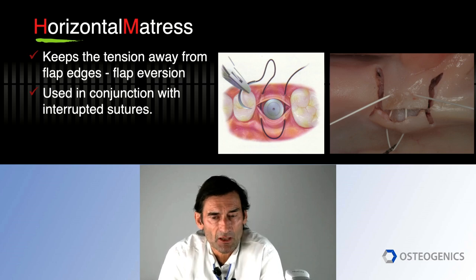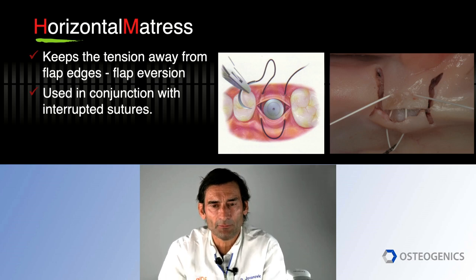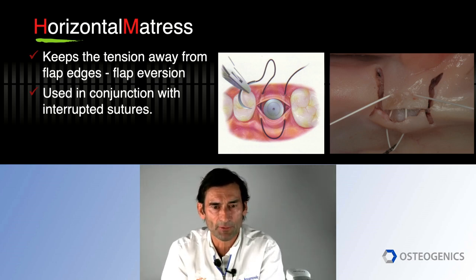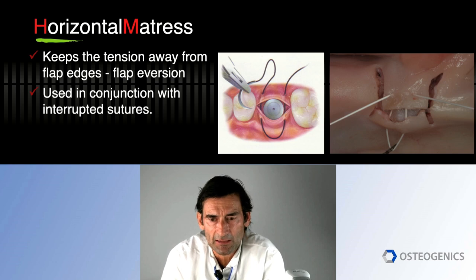Here you can see the horizontal mattress, just for those of you who would like to have a review. Basically, you always keep the tension away from the flap edges because you want this flap to be everting. You want it to come up. So this is all your coronal repositioning, and you always use this in conjunction with an interrupted suture. You can see here a typical cytoplast closure with a horizontal mattress, and this just makes it really nice.